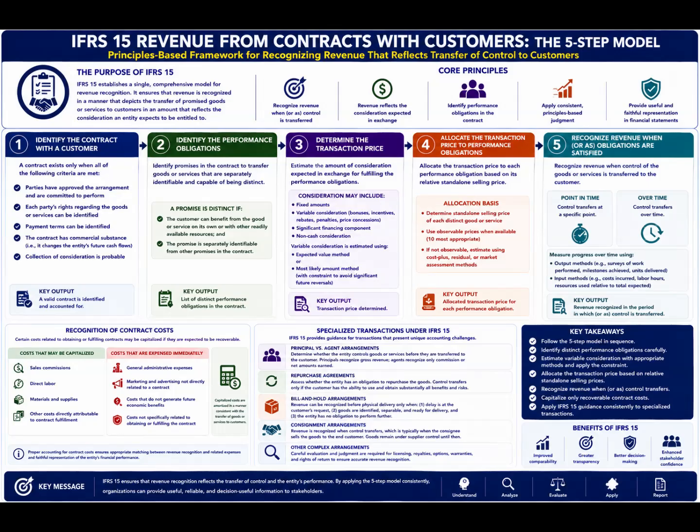Additionally, when contracts contain significant financing components, entities must adjust the transaction price to reflect the time value of money. This adjustment separates financing income or expense from revenue generated by goods or services. Such treatment ensures that financial statements accurately reflect both operational performance and financing effects. These requirements improve transparency by distinguishing revenue-generating activities from financing arrangements embedded within contracts.